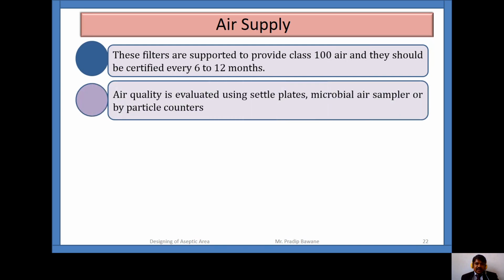Air quality is evaluated using a settle plate, microbial air sampler, and particle counter. So this validation has to be carried out again and again, and every 6 to 12 months we have to carry out the validation for the laminar airflow, to check whether the laminar airflow is efficient in retaining the bacteria or not.